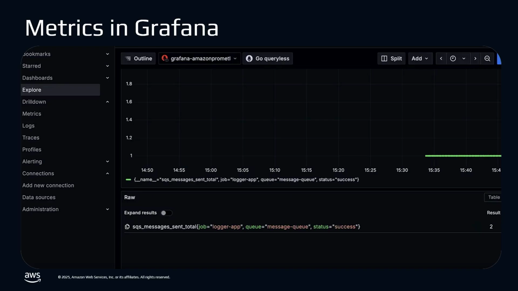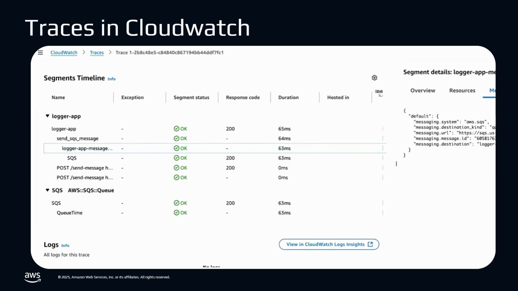We can see we are counting, and we see we have two particular results. So what we pushed in the code, we can actually see it happening or see the results on Grafana. We can also go back to CloudWatch to see the traces. Now, we have two options of seeing the traces.